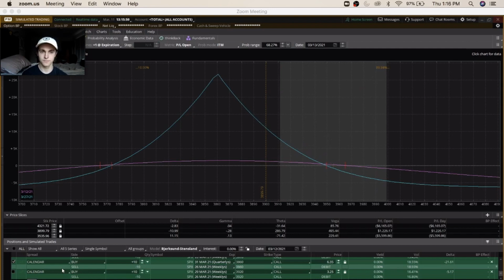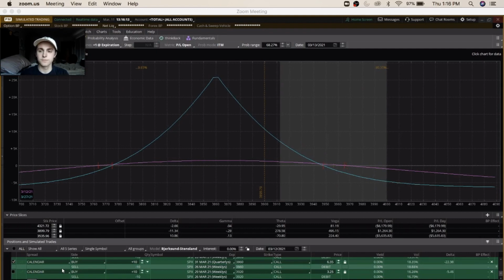That's the unique thing with calendars. Well, maybe not unique to calendars, as butterflies do some of this. But one of the advantages of calendars is that they are very, very forgiving, even if you completely mess up your entries, because they're theta positive trades. So you don't have to be perfect on the timing. You can be wrong a little bit on the price, and you can still have a profit show up for yourself.